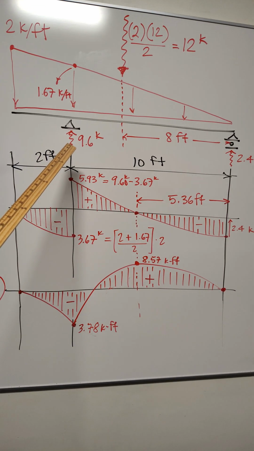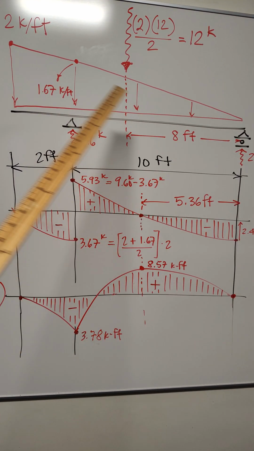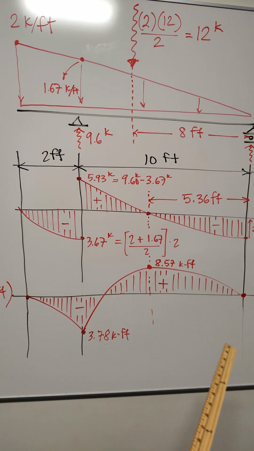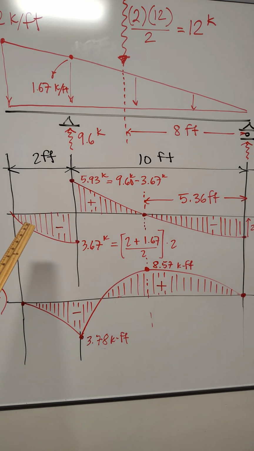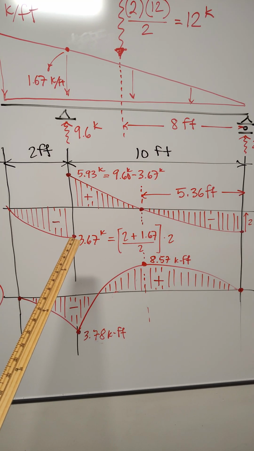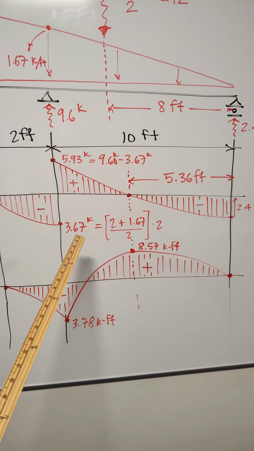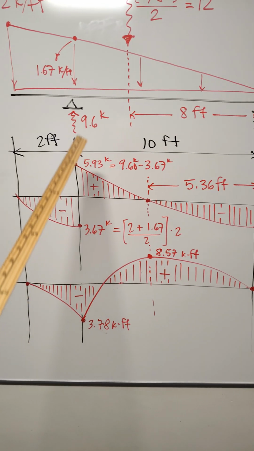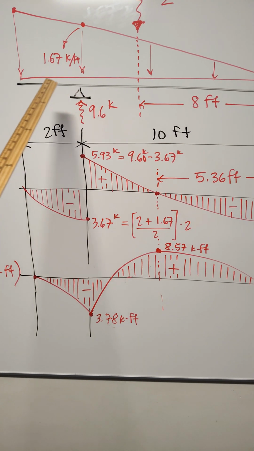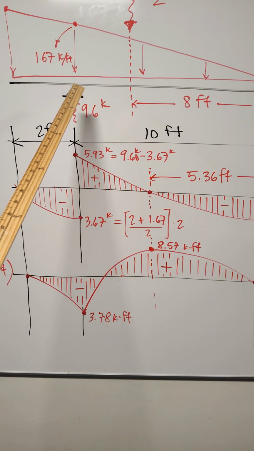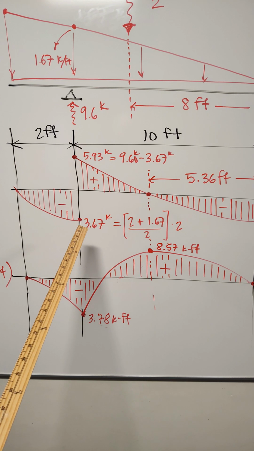The value of the load right at this point of the support is 1.67, and that's obtained simply by triangle similarity. And the rate goes down, and then it goes up by 9.6. This value here of 3.67 is obtained by simply computing the area of this trapezoid, right? The total load right at the beginning of the cantilever, that's the internal shear force.